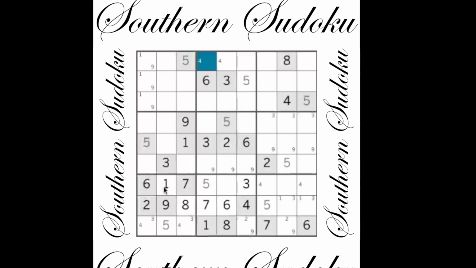Let's talk about this line here. So I need a 2. 2 can't be there because of that one. 2 can't be there because of that. So 2 can be there or there. We have a 3. I need a 4. 4 can be here, or in one of those, this one or this one.